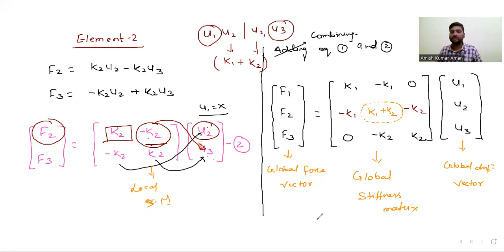So global force vector is nothing but F is equal to K into delta, where F is your global force vector, K is the global stiffness matrix, and delta is the global displacement vector. We can represent this because this is the F matrix, this is the K matrix, this is your delta matrix. So again, finally, we are getting the same thing. F is equal to K into delta, but here F means the global force vector. That will be all the forces. K is the global stiffness matrix and delta is the global displacement vector.